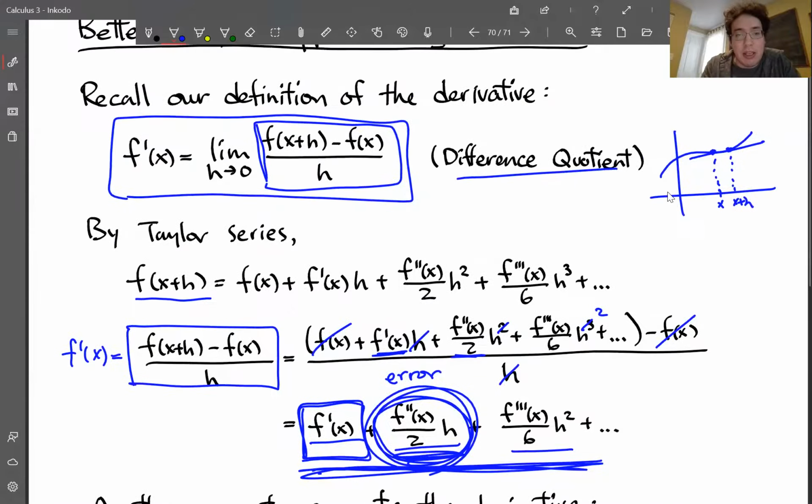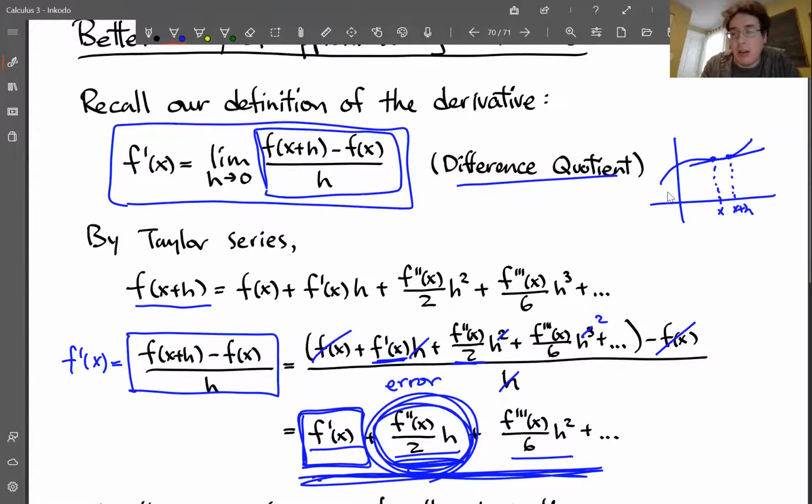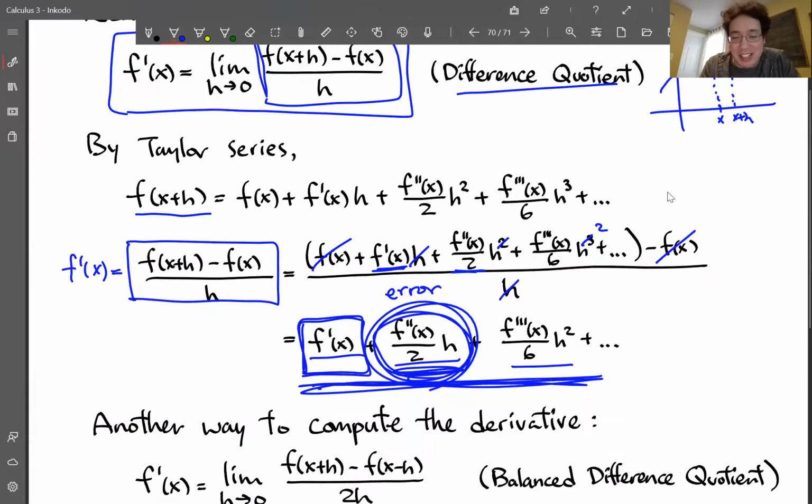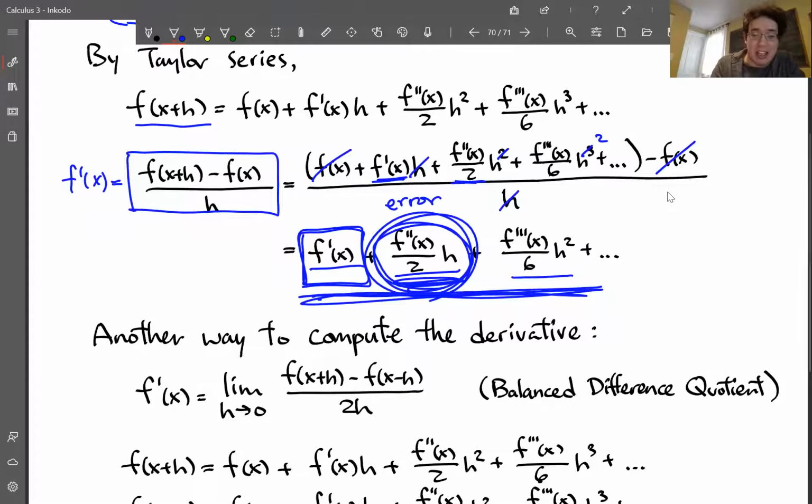All right. So this is how you might have computed an approximation of a derivative. Okay. But now that we have this Taylor series, why don't we fiddle with this formula and see if we can get something better? And there is something better, and that's called the balanced difference quotient.